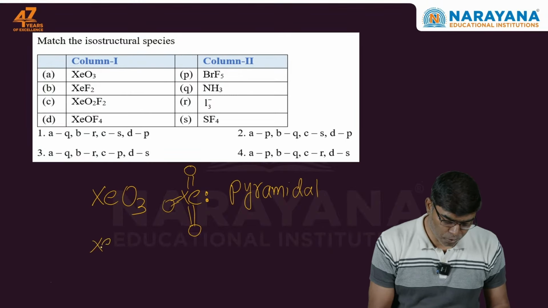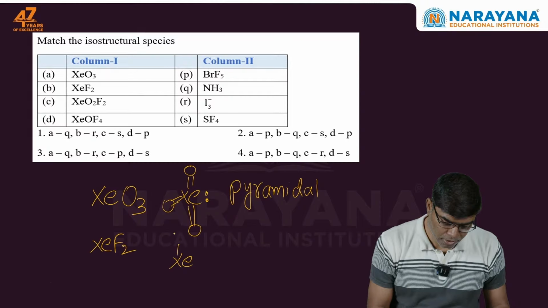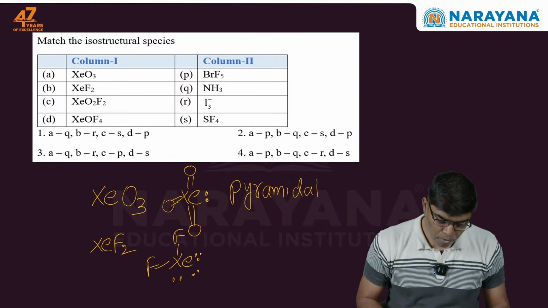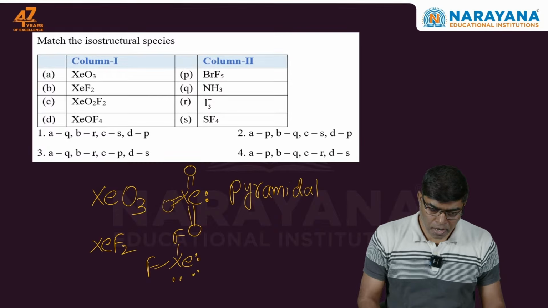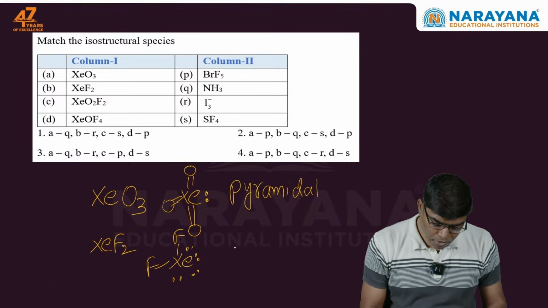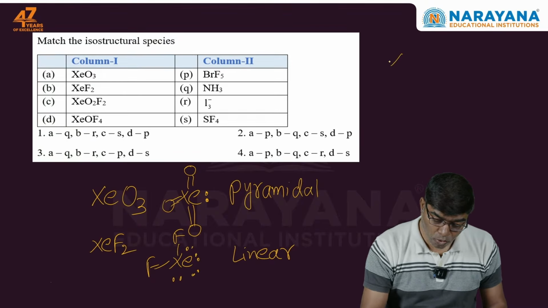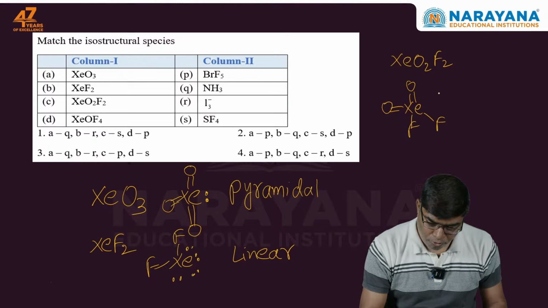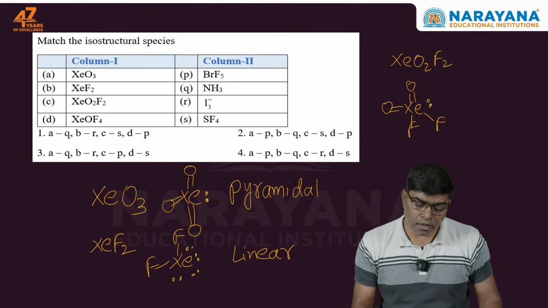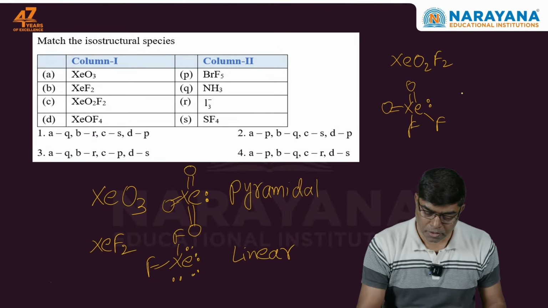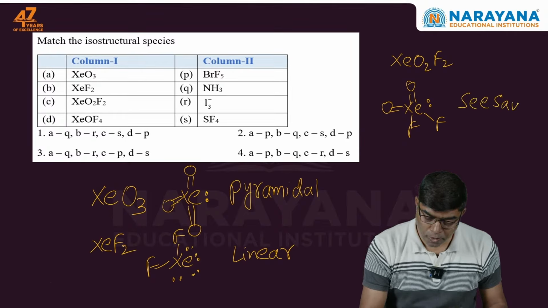And XeF2, it has to be like Xe with fluorine, and there must be 3 lone pairs, and thus it has to be linear. And coming on to XeO2F2. So Xe double bond O, fluorine, with a lone pair, and there are like 4 sigma and 1 lone pair. That means it has to be a seesaw shaped molecule.